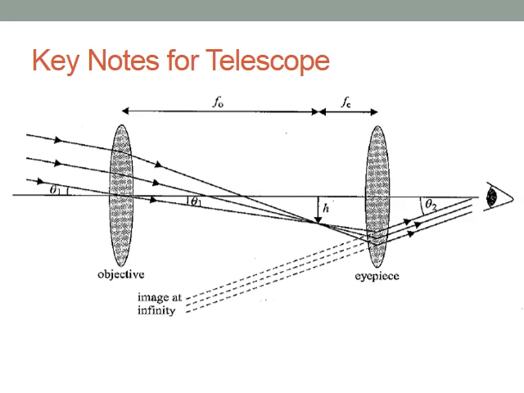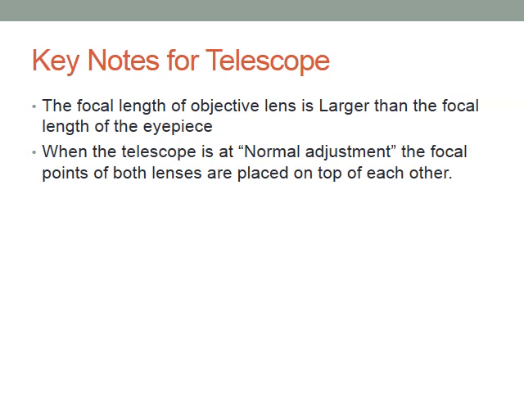Another key fact is that the light comes in parallel, right? And another key thing is that there are two focal points, they have a mutual focal point where they're right on top of each other, and this is called normal adjustment, right? So when the telescope is in normal adjustment, the focal points for both lenses are placed right on top of each other. And another one is that the light coming from far away is parallel coming in. So that's something you've got to sketch, that parallel light coming in.